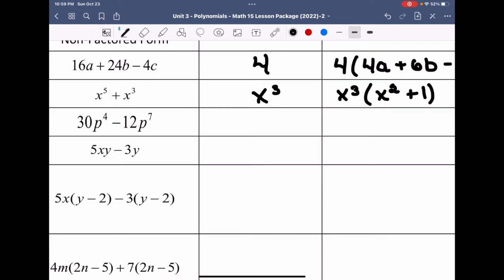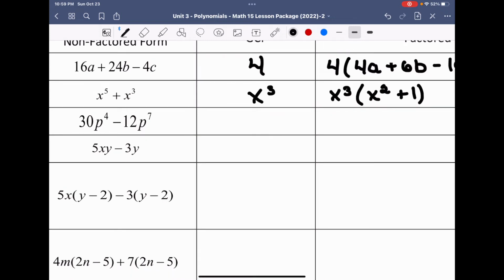All right, in my next term here, I have 30p to the fourth minus 12p to the seventh. Well, this one actually involves numbers and variables that I can remove here. So if we think about the greatest common factor between 12 and 30, well, that would most likely be equal to, in this case, I believe it to be 2.